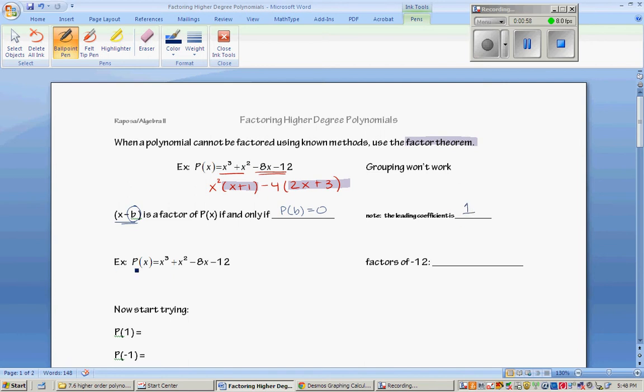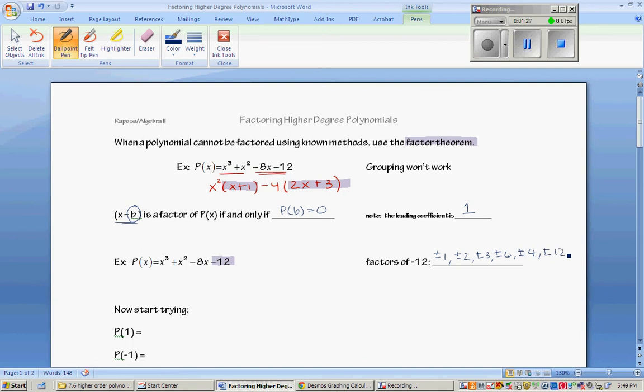So now, we're going to use our function p of x equals x cubed plus x squared minus 8x minus 12. And what we're going to do is we're going to find all of the factors of negative 12. We're going to write these down. So it's plus or minus 1, plus or minus 2, plus or minus 3, plus or minus 6, plus or minus 4, we forgot, and plus or minus 12.